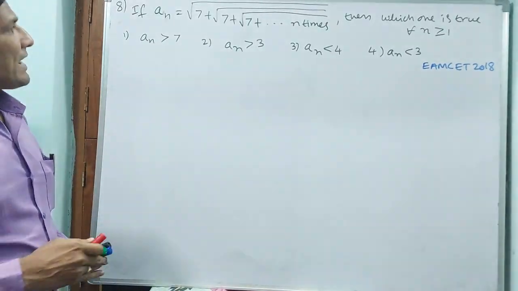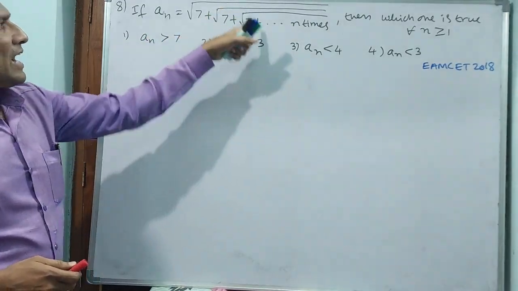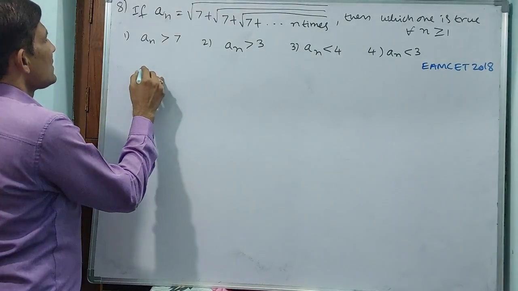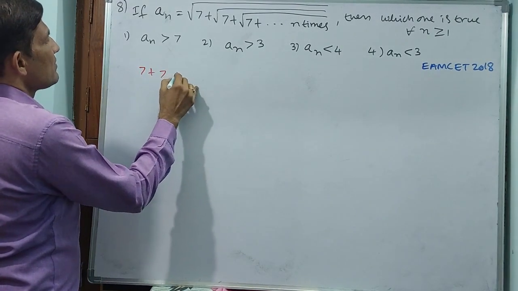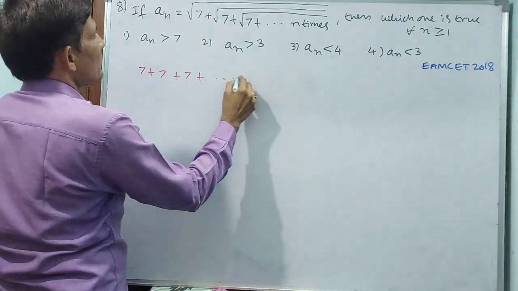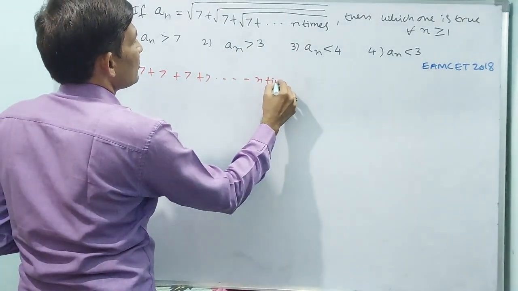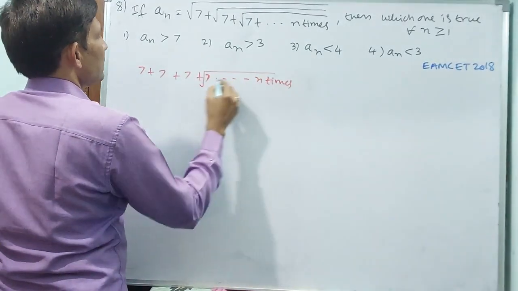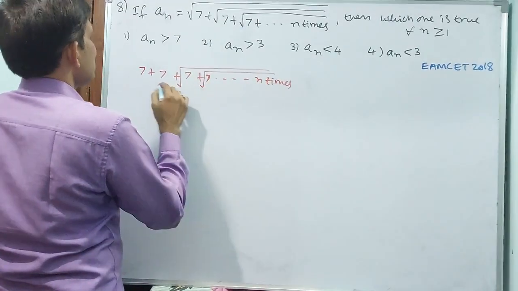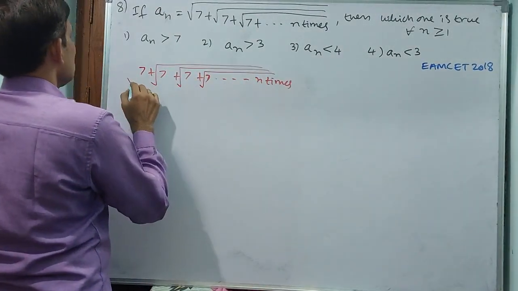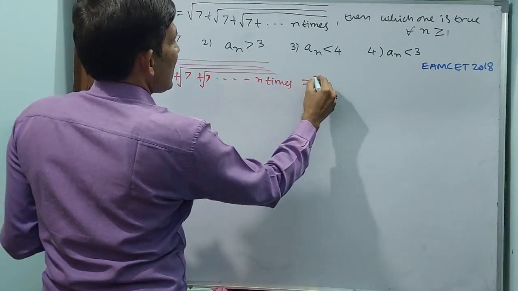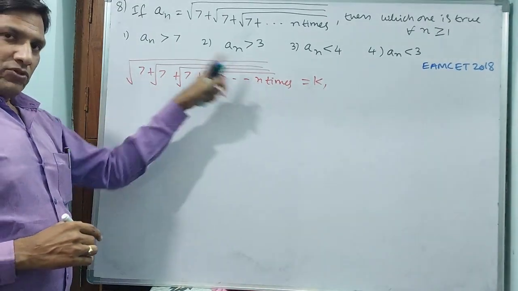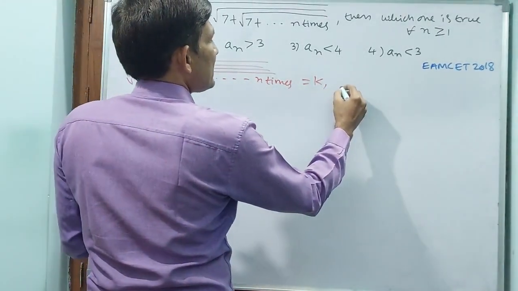See what I am doing here. Rather than a_n, I am taking it as some constant k. See what I am writing: the square root of 7 plus 7 plus 7 plus up to n times. This I have taken as k. First step, you square both sides. Squaring on both sides, then what will happen here?